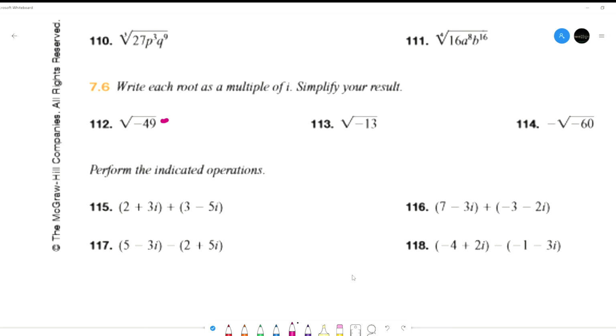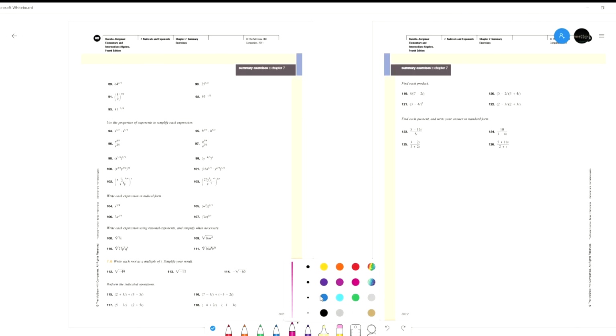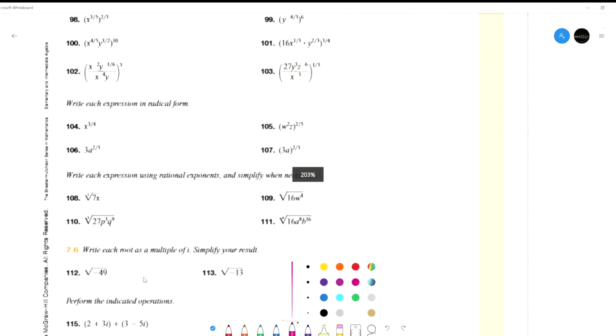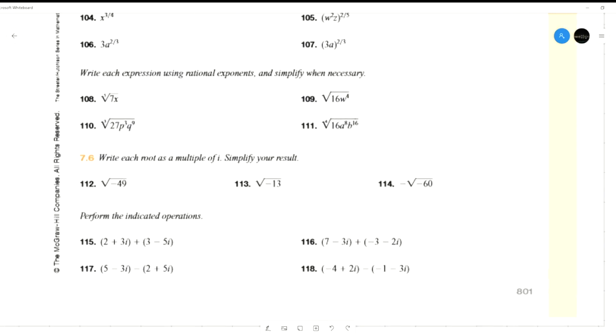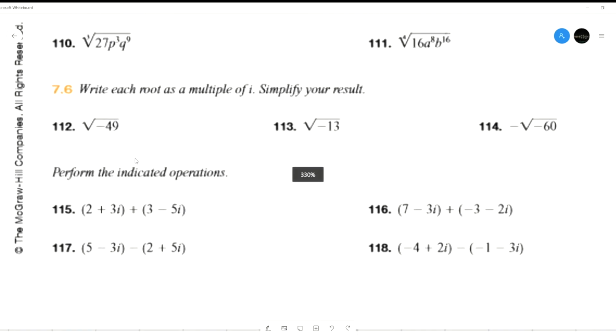Oh, let me change the ink here. Oh, why did it zoom out like that? I don't know why it does that sometimes.